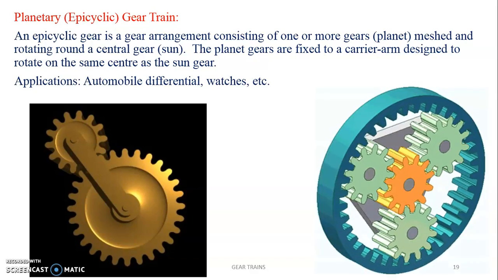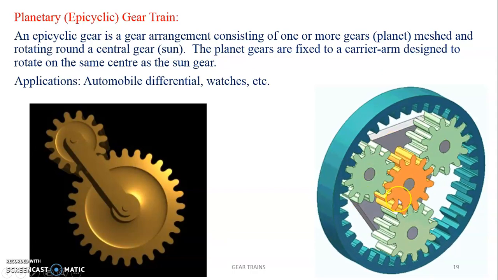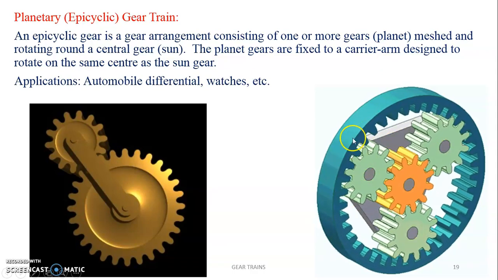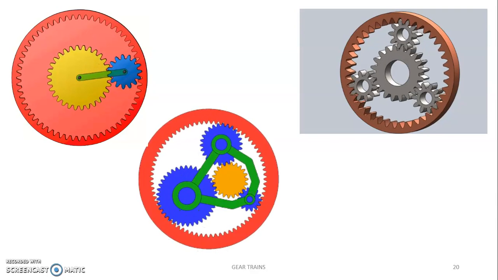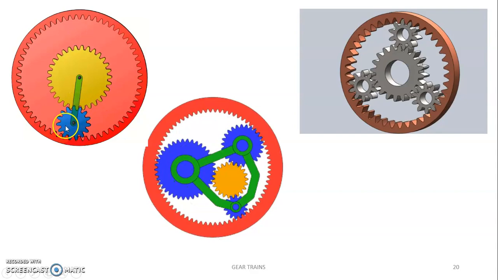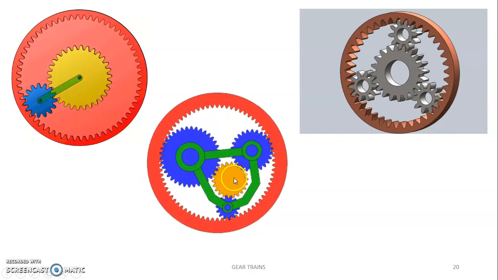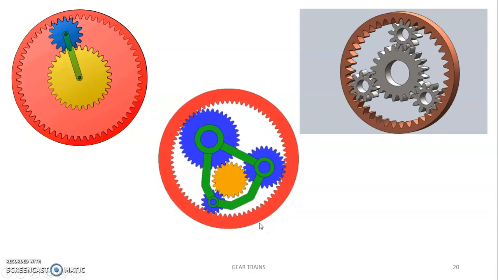See here, this center one is known as the sun. The three gears around it are known as planets, and the outer one is known as the ring gear. So, a couple more examples here. Again the center one is known as the sun. This is known as the planet. In this case, this is the sun, these blue ones are the planets, and the outer one is the ring.